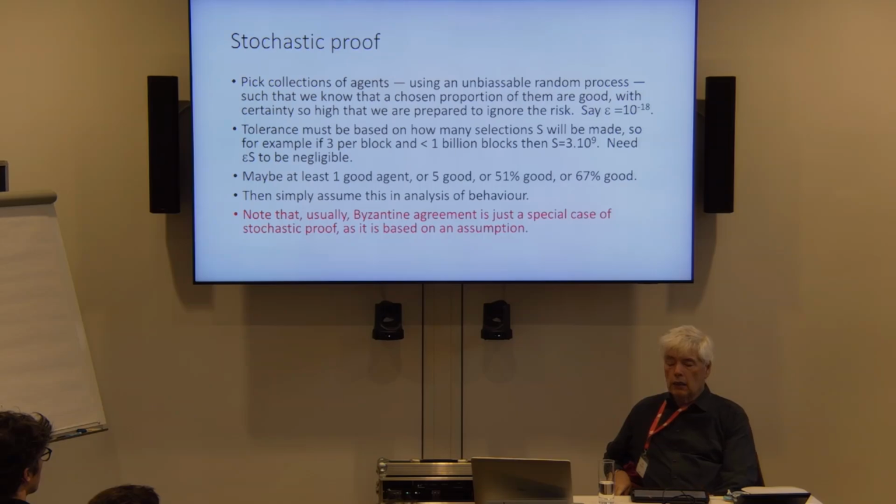I need epsilon times S to be negligible. So that's why I picked up on this. I've got a billion blocks, and epsilon equals, and I've got one event per block, then obviously that means to say the chance of anything ever going wrong is very, very slightly less than 10 to the minus 9.